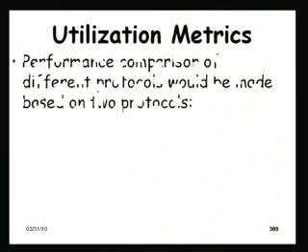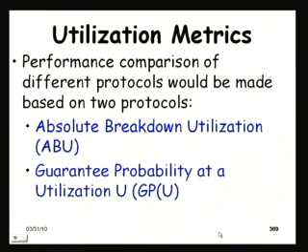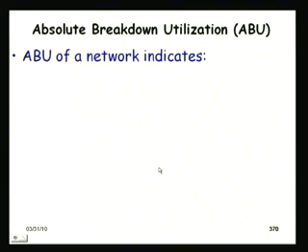Now, let us see these two metrics. We will compare the protocols based on two metrics. One is the absolute breakdown utilization, which we had just indicated in the previous diagram without really explaining. Now, we will explain this. The absolute breakdown utilization, or ABU, and the guarantee probability at utilization U, which in short form we will write as GPU. First, let us try to understand the metric absolute breakdown utilization, or ABU.